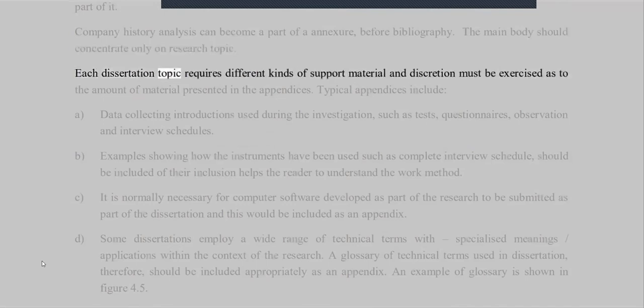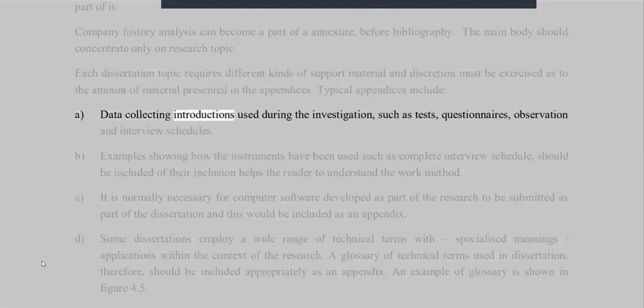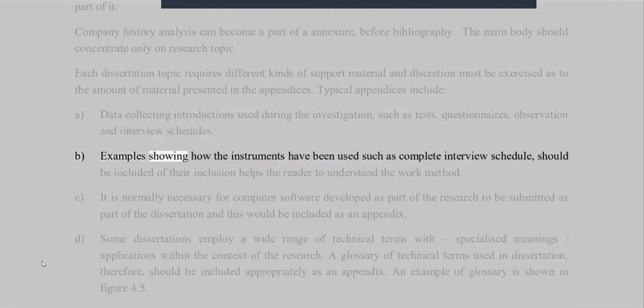Each dissertation topic requires different kinds of support material and discretion must be exercised as to the amount of material presented in the appendices. Typical appendices include: A. Data collecting instruments used during the investigation, such as tests, questionnaires, observation, and interview schedules. B. Examples showing how the instruments have been used, such as a complete interview schedule, should be included.